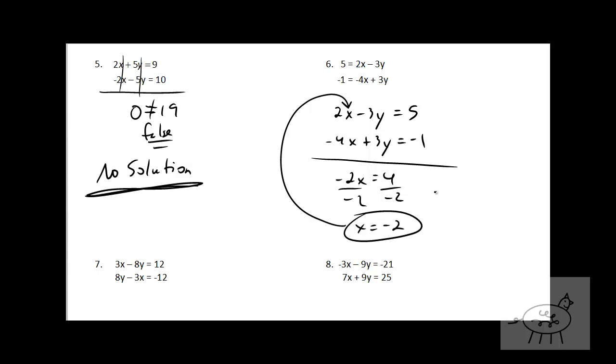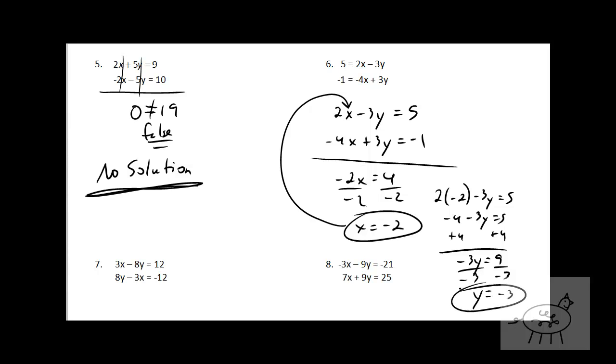Okay, so I get 2 times negative 2 minus 3y equals 5. So negative 4 minus 3y equals 5. Add 4 to both sides. So negative 3y equals 9. Divide by negative 3. Y equals negative 3. So there you go. X is negative 2. Y is negative 3.